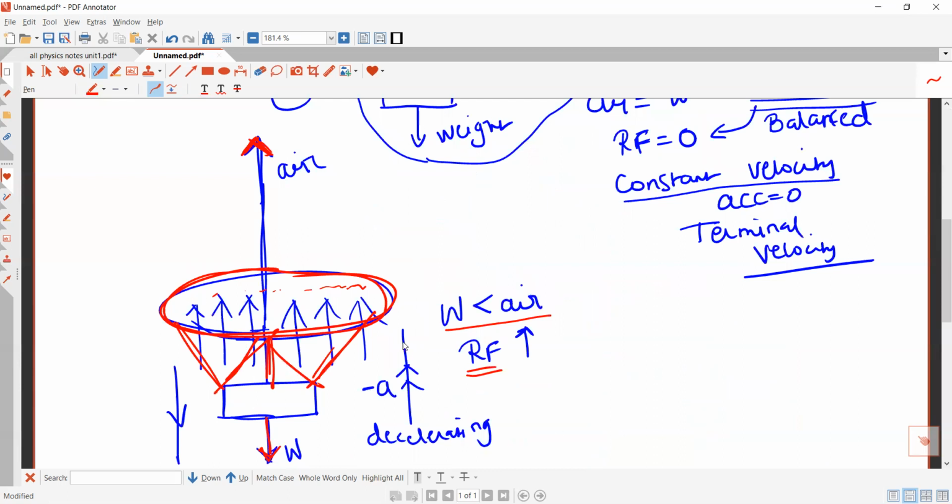But the problem is, yes, I know it is accelerating upward, but what is its motion? It is still moving downward only. Because of the parachute, it is not going upward. The object is still falling downward, but now it is falling with less speed. Why less speed? Because the object is decelerating. Decelerating due to what? Due to the parachute. Understood?